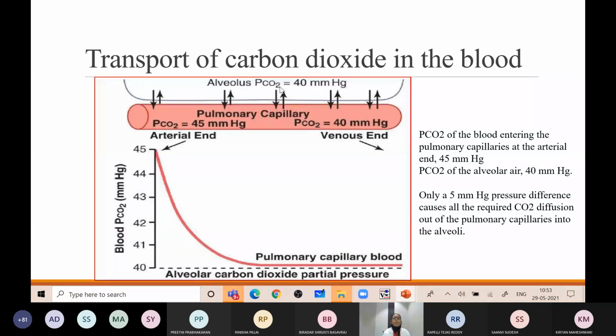So PCO2 in the alveolus is around 40 mm of Hg. Hence, the PCO2 readily diffuses to the alveoli, and it is exhaled from the lungs. So PCO2 of the blood entering the pulmonary capillary at the arterial end is 45 mm of Hg, and PCO2 of the alveolar end is 40. So only a 5 mm of Hg pressure difference causes all the required carbon dioxide diffusion out of the pulmonary capillaries into the alveoli.